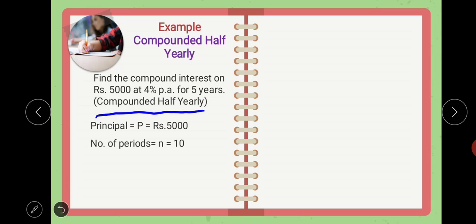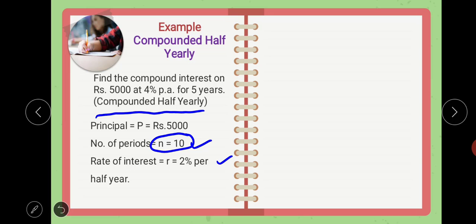When it is compounded half yearly, it is 5 multiplied by 2. So the number of periods will be 10. It means 10 half years. So we have to take the value of N here as 10. Next, the rate of interest is 4% per annum. For half yearly, it will be 4 divided by 2. It means the rate of interest we have to take here is 2% per half year. And what we have to calculate? So here we have to calculate compound interest.